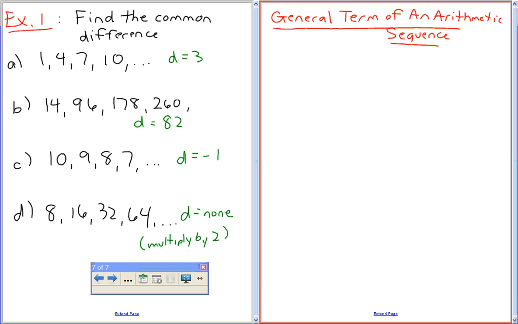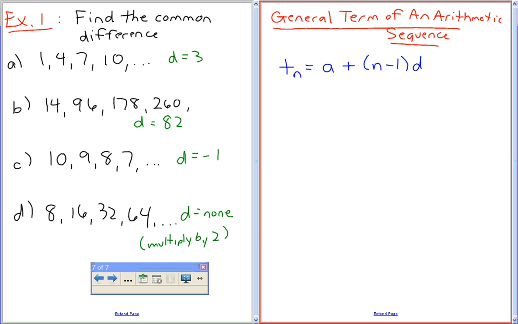Simply enough, it is Tn equals a plus (n minus 1)d. That is the general term of an arithmetic sequence. We'll be using this lots. You will be saying it out loud a lot today.